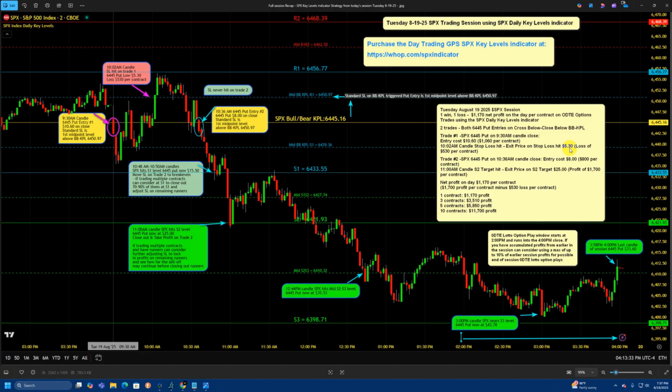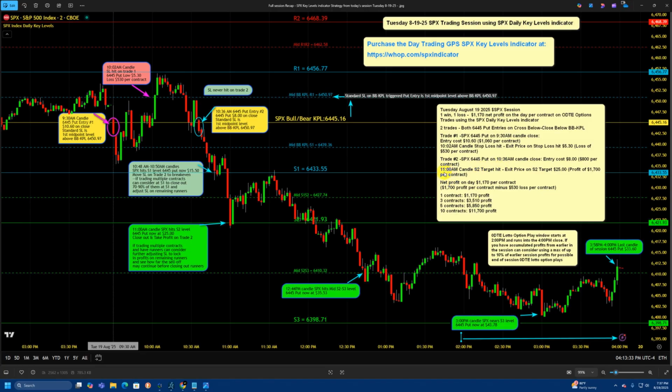So we're just going to assume the lowest price of that candle was where you got stopped out, was $5.30. So that's $530, which just turns out to be 50% of what we put in, 1,060. So it's a loss of $530 a contract. Trade number 2, we paid $8 on the close of this candle here. So that's $800 per contract.